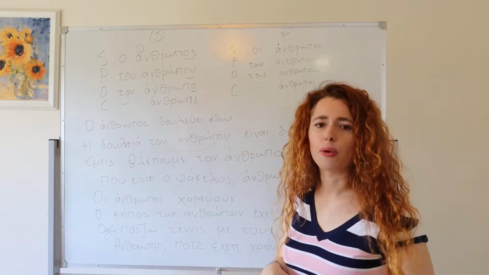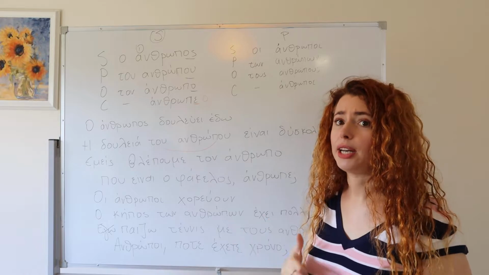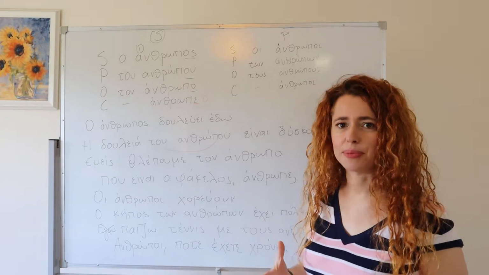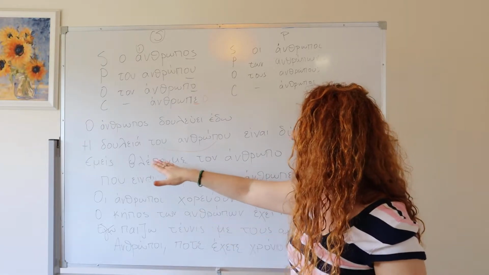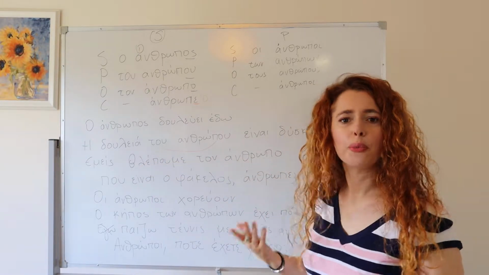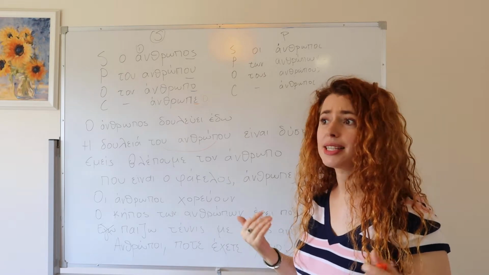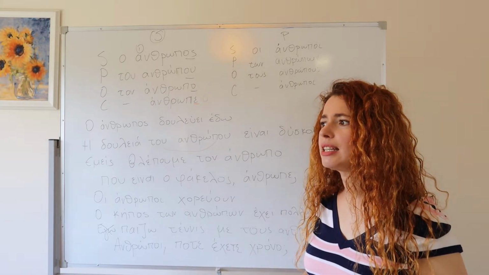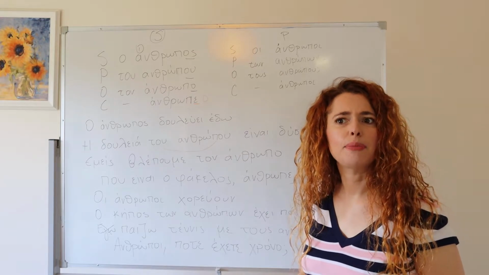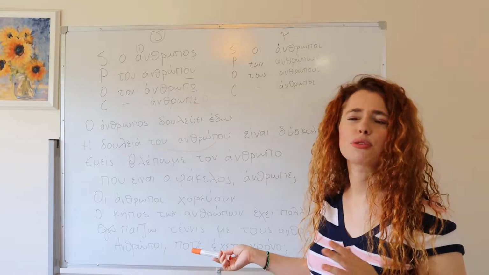Άνθρωπο, τον άνθρωπο. The human, the man, when it's an object. So something else will be a subject, there will be a verb, and then τον άνθρωπο will be an object. Εμείς βλέπουμε τον άνθρωπο. We see the human. Εμείς ξέρουμε τον άνθρωπο. We know the human, the man. Ο Γιάννης χτίζει το σπίτι με τον άνθρωπο. Yanni builds the house with the man.